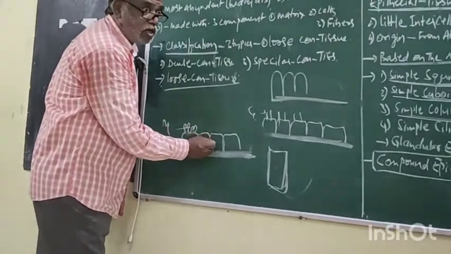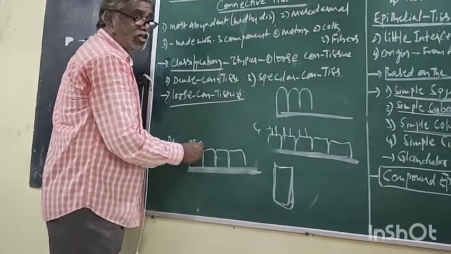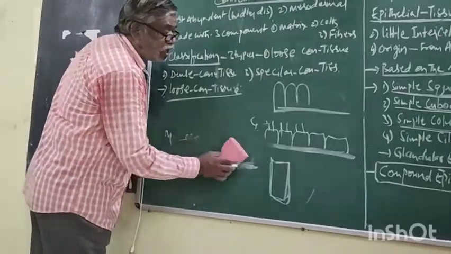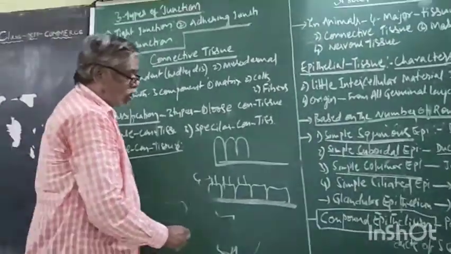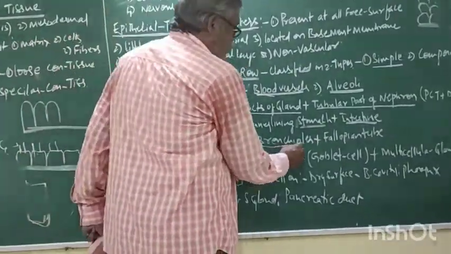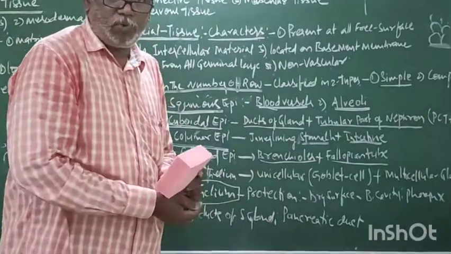It is a brush border epithelium. Who forms the brush border? Microvilli. This is the important feature in PCT, the proximal convoluted tubule. Now where is the ciliated epithelium present? In the bronchiole and fallopian tube.